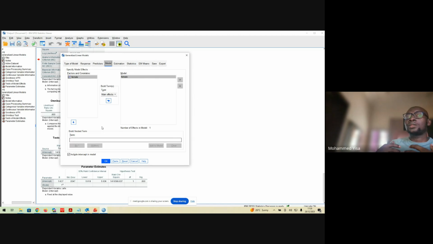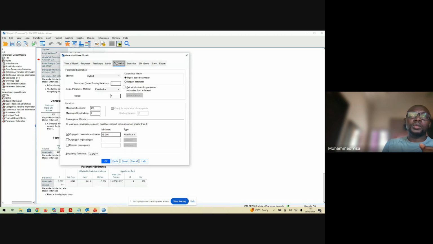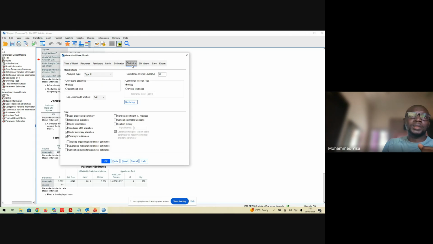Now, this is one of the drawbacks of point and click statistical software like SPSS, because there are things that you have to remember to do and the software is not going to do them for you. So here, I'm just going to check if there are any further things that I need to adjust. Under statistics, I would like to know the exponential parameter estimates.